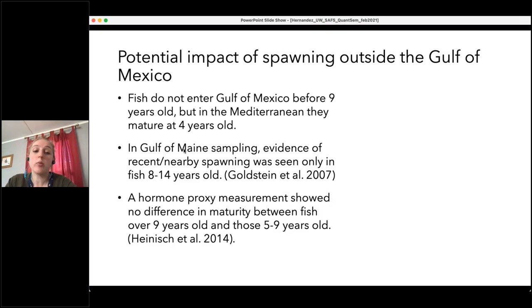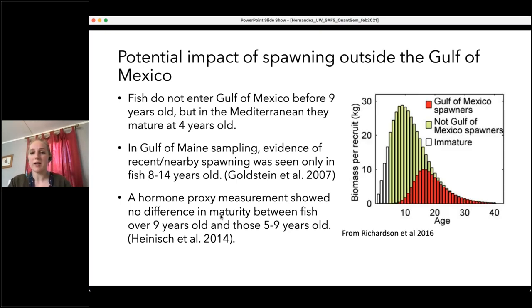And in another study using a hormone proxy measurement, they found no difference in maturity between the fish that were over 9 years old and those that were 5 to 9 years old. So potentially, the age at maturity isn't actually that different between the eastern and western stocks. But Gulf of Mexico spawners only make up these red bars. And all these green bars are fish that are likely to be mature based on this hormone proxy evidence, but that don't spawn in the Gulf of Mexico.